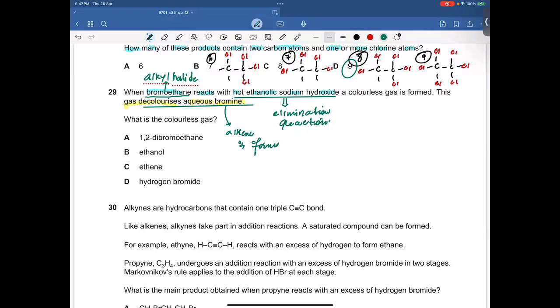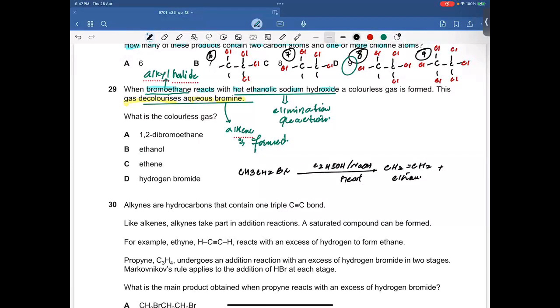So when bromoethane, and I think I have done this example with you in the class, is treated with an ethanolic solution of NaOH under heat or heat under reflux, you will get an elimination reaction, and as a result, you will get an alkene, that is ethene, because we have a 2 carbon alkyl halide, so we'll get a 2 carbon alkene. Okay, so ethene is going to be the right answer.